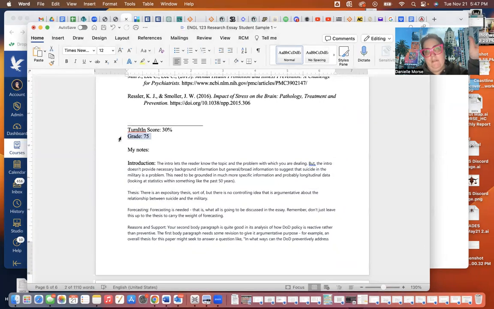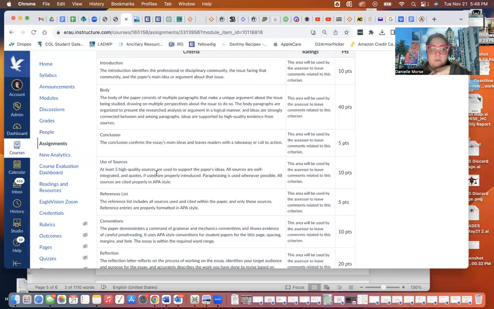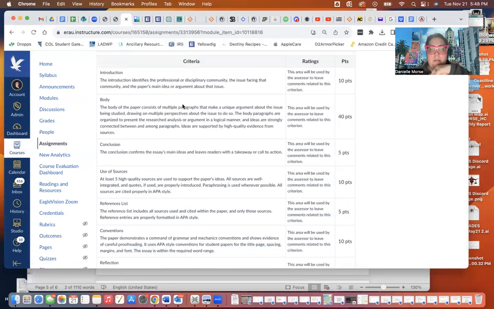it got a straight 75, and I thought a 75 score would be a good example to use, because a C is an average grade. A C means you did, if we go back to the rubric, a C means you did all of these things. You did them. You completed them. You get the C.